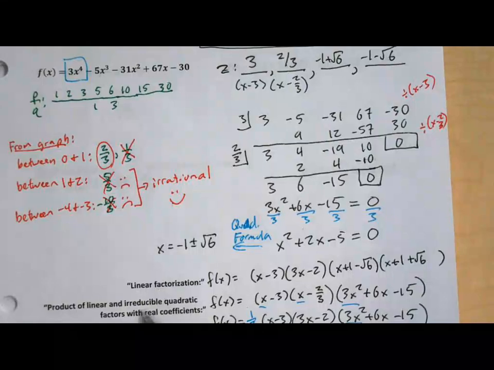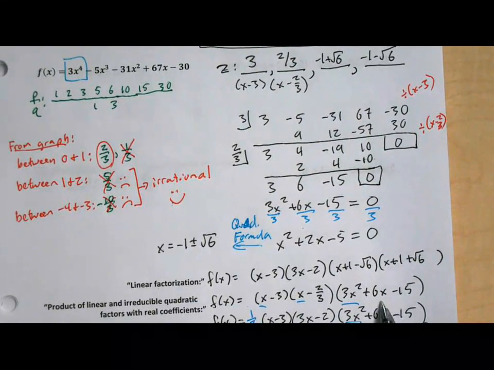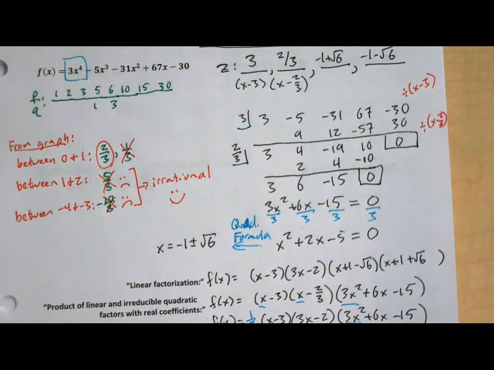When they say irreducible quadratic, what they're saying is get it down into quadratics that cannot be factored anymore. That's why we left this one here. But linear factorization is going to have 1 factor for each of your zeros.